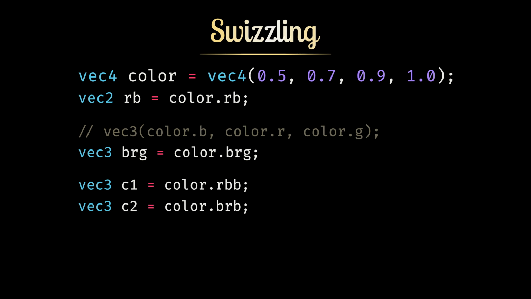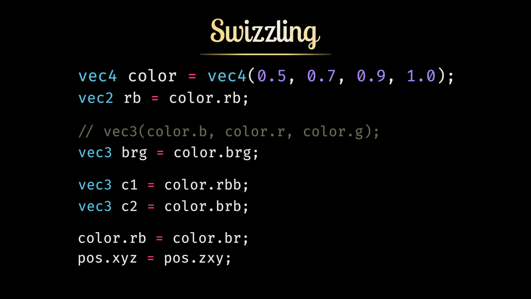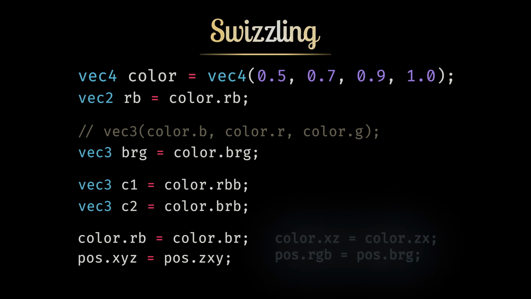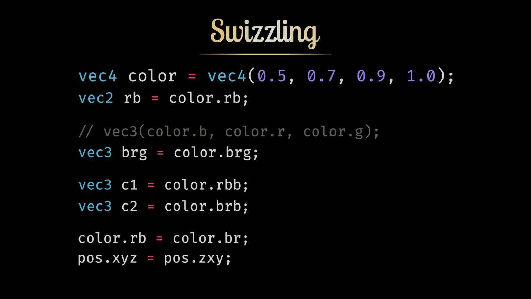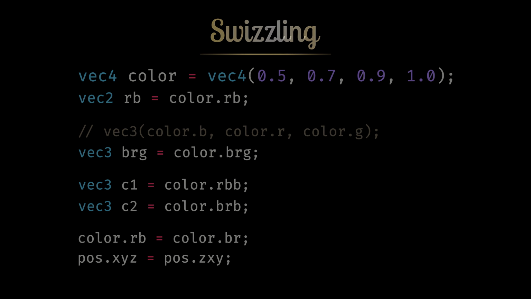Another advantage of swizzling is that we can swap the colors or the coordinates like this. color.rb becomes color.br and position.xyz becomes position.zxy. And of course, we can use xyzw notations as well. This is just for readability. Which notation do we use? Shaders won't care. We should just keep in mind the order of the indices these notations represent. It's that simple, and with some practice, it will become handy.